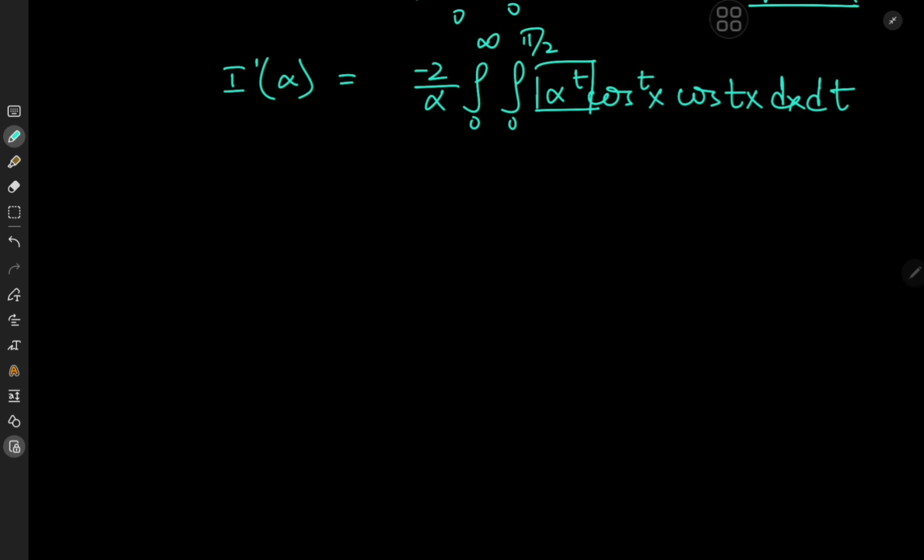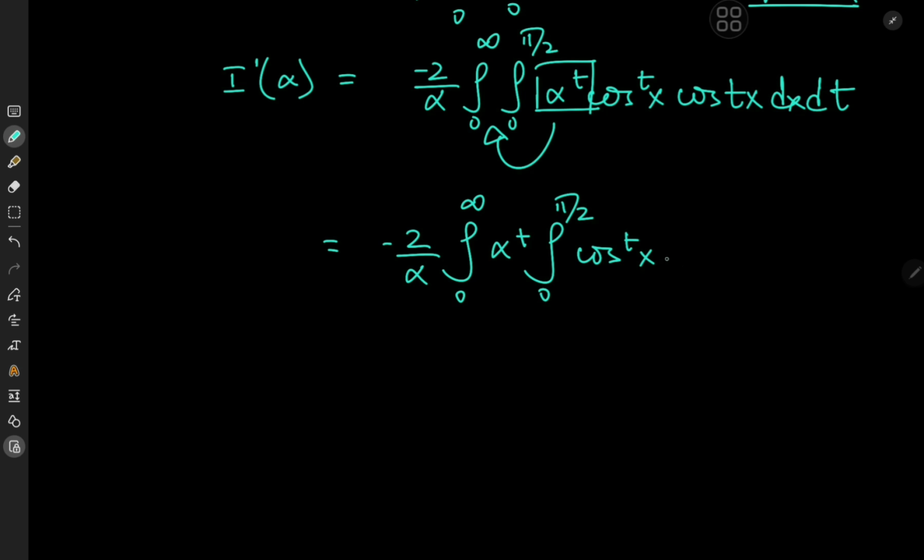Notice now that the first term is independent of the x variable with respect to which we're integrating. So we might as well take it outside the first integration operator, and we have negative 2 by alpha times the integral from 0 to infinity of alpha to the t times the integral from 0 to pi by 2 of cosine to the t of x times cosine of t times x dx dt.